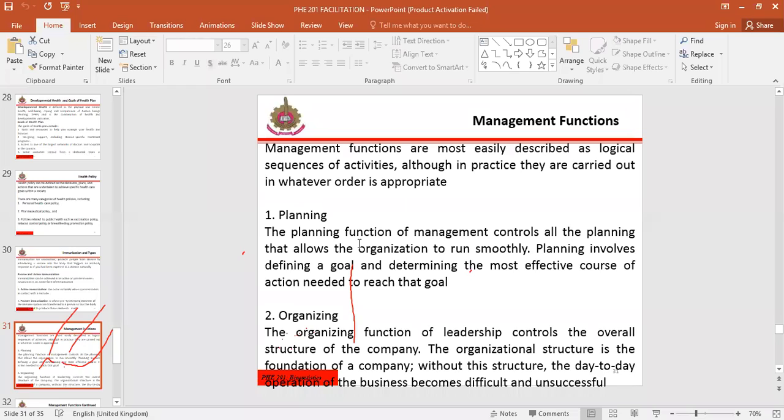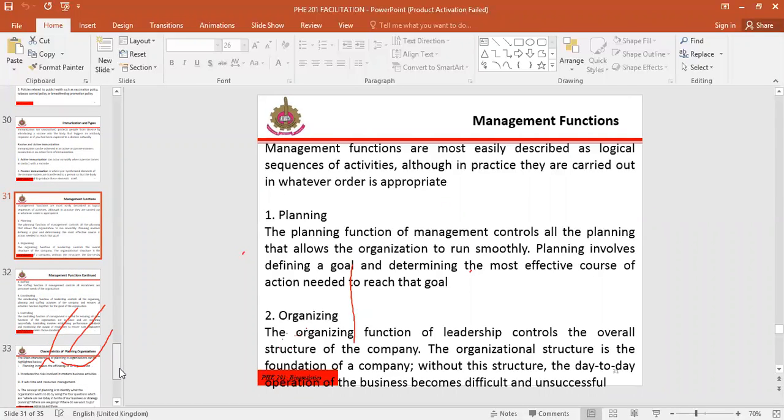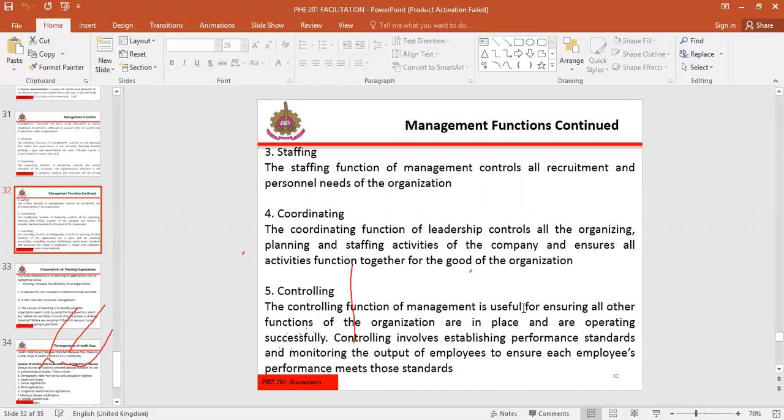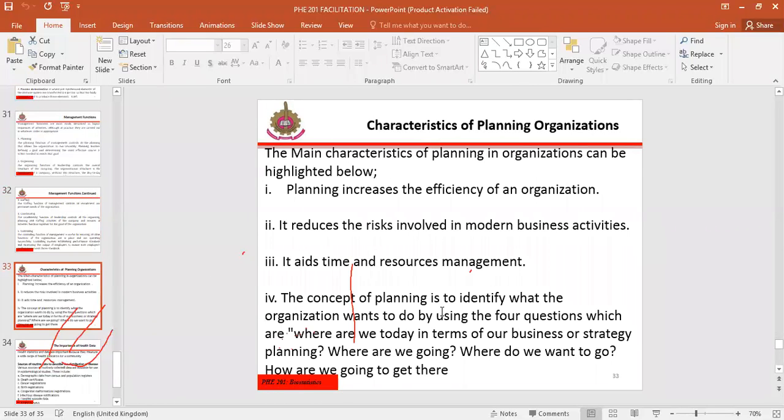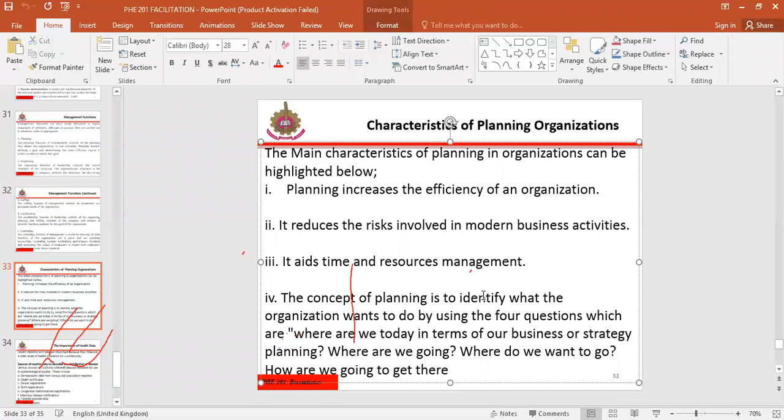Some of these functions are planning, organizing, directing, coordinating, staffing, controlling, and a number of them like that. I think you can read those up in your study guide because of our time, because we still have one or two slides that I want us to go through.